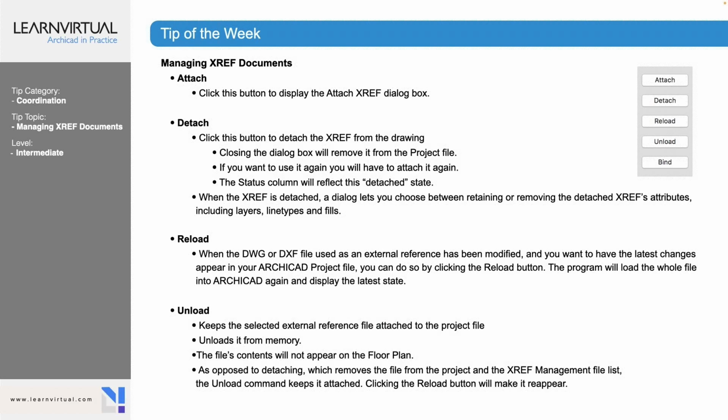The unload button keeps the selected external reference file attached to the project file, but unloads it from your memory. So the file's content will not appear on the floor plan. Okay, so it's in the memory, it can still be placed, but it's not appearing on the floor plan. So it's still in there. You can still use it, but you're not going to see it in the state of the project. So again, it's just for you to use further on. Should you want to make it work again, you click the reload button, and it will make it reappear.